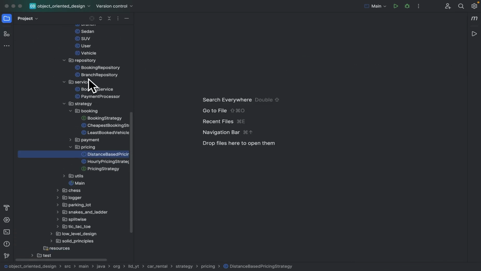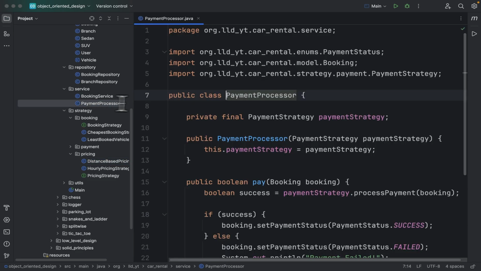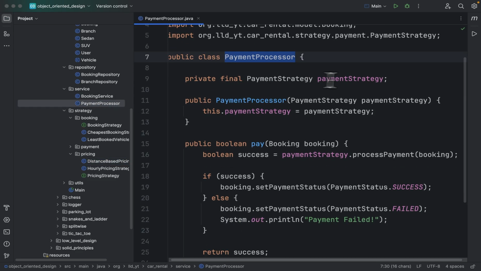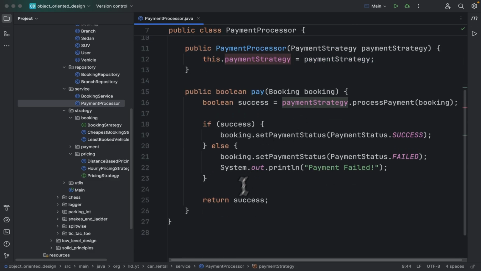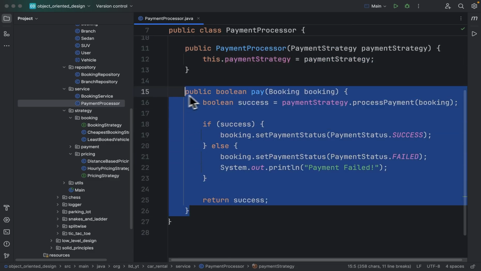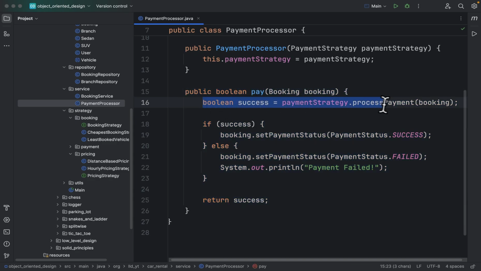Now let's see the last two classes. The first one is payment processor, and we already know that we have to inject the payment strategy over here, and we have a function called pay. So in that pay function, we would call the process payment of the strategy injected.